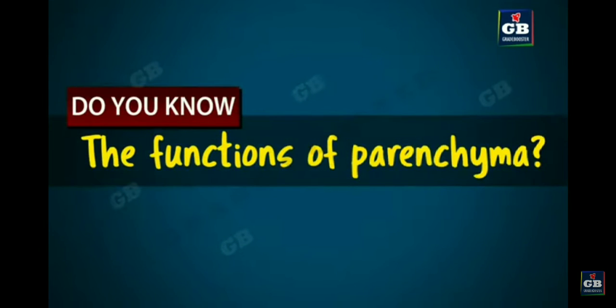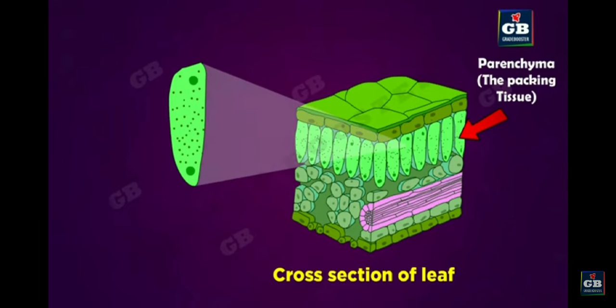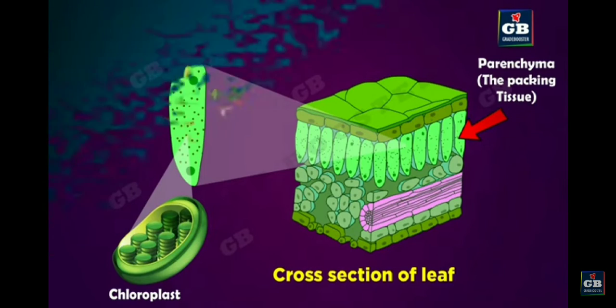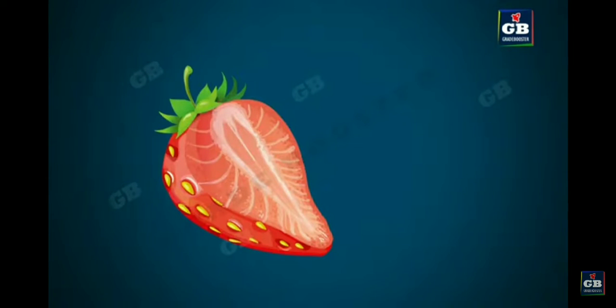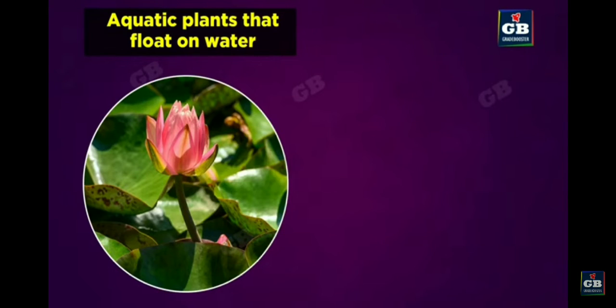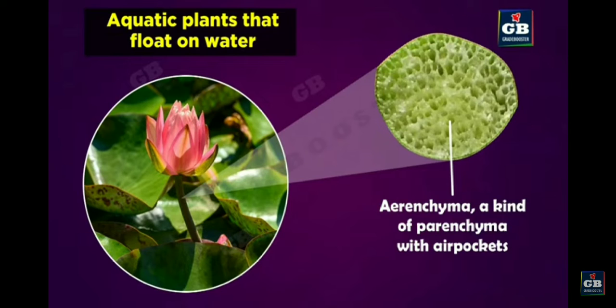Do you know the functions of parenchyma? The cells of parenchyma tissue present in the leaf consist of chloroplasts and perform photosynthesis. In such cases, this kind of parenchyma is called chlorenchyma. Number 2. Parenchyma stores food. The pulp of the fruits is nothing but parenchyma tissue. Hence, it stores food. Number 3. Parenchyma makes the plants float. In aquatic plants, large air cavities are present in parenchyma, which helps the plant to float on water. This parenchyma is called aerenchyma.